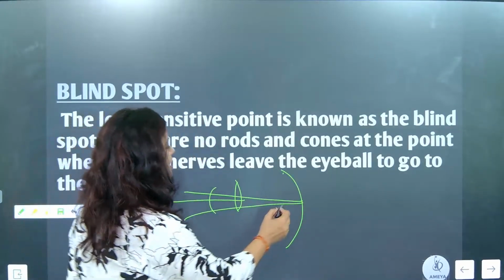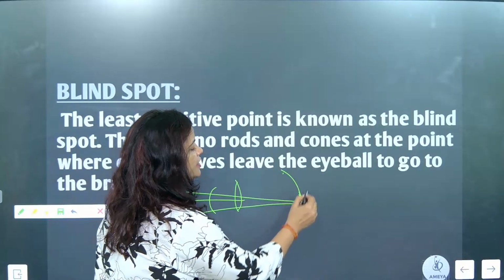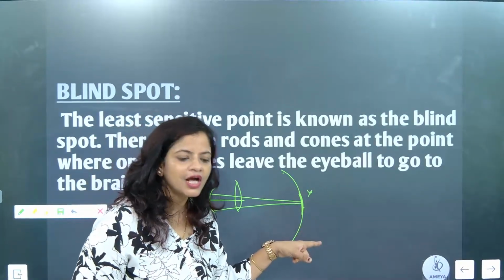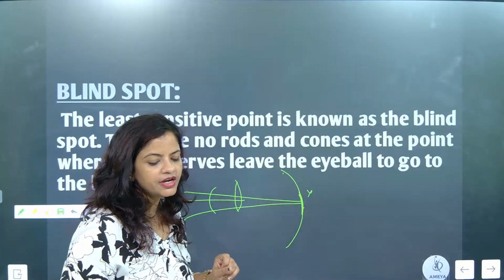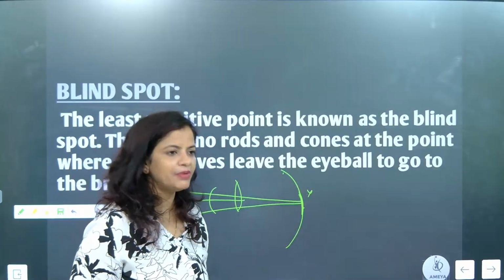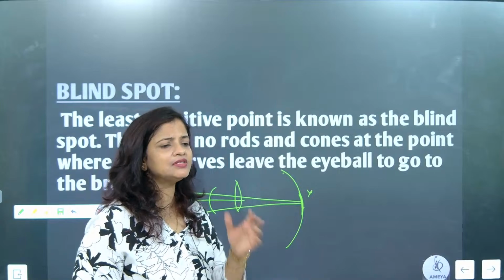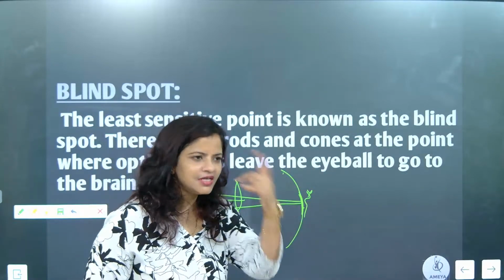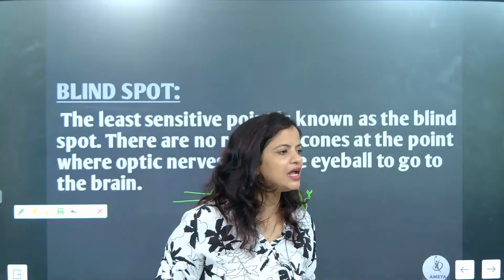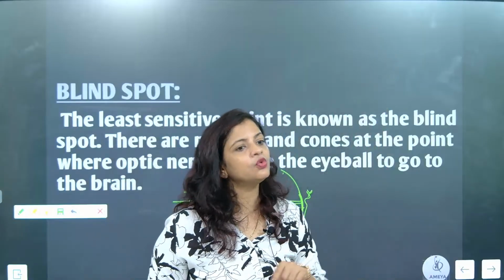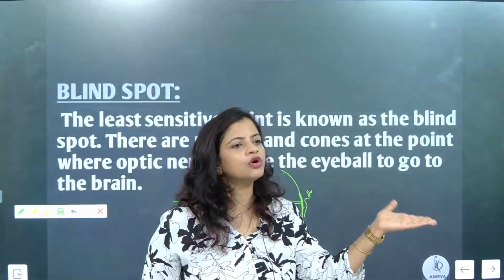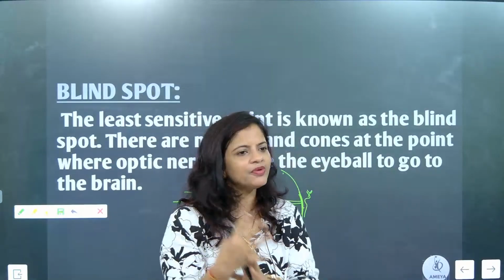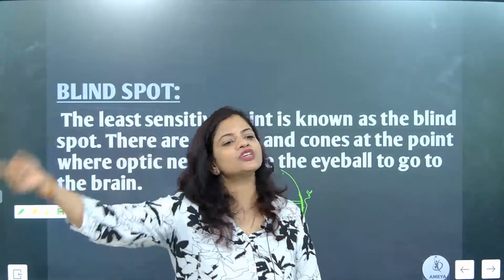Understood? So the image obtained here in the yellow spot, what will it do? It will get converted into electrical impulses. But the receptors are receiving these electrical impulses, and they should go to the brain now. Then only you will be able to identify this is this book, this is that book. Vision is possible only when the image is transported.